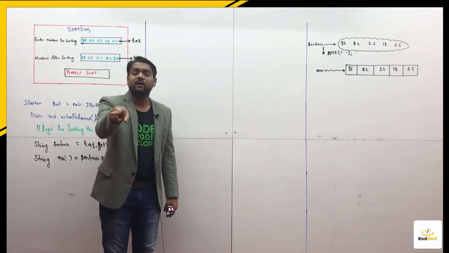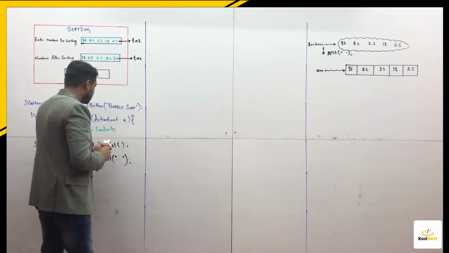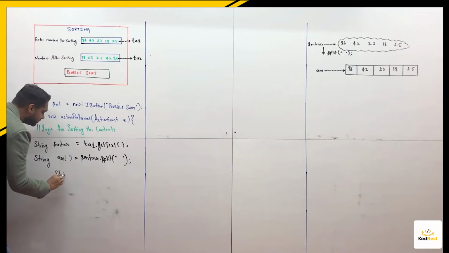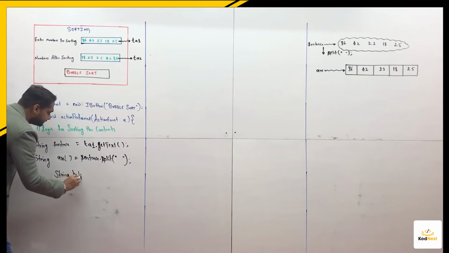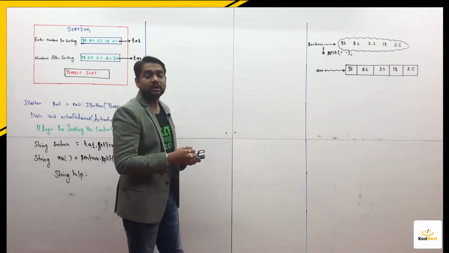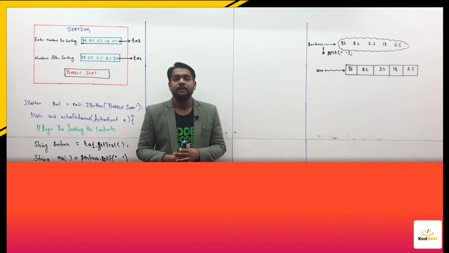Ultimately, how the bubble sort will go, what I will do is, for swapping, take one variable, like this string help. Because you know how the bubble sort would go. Tell me the algorithm of bubble sort, or recollect the algorithm of bubble sort.